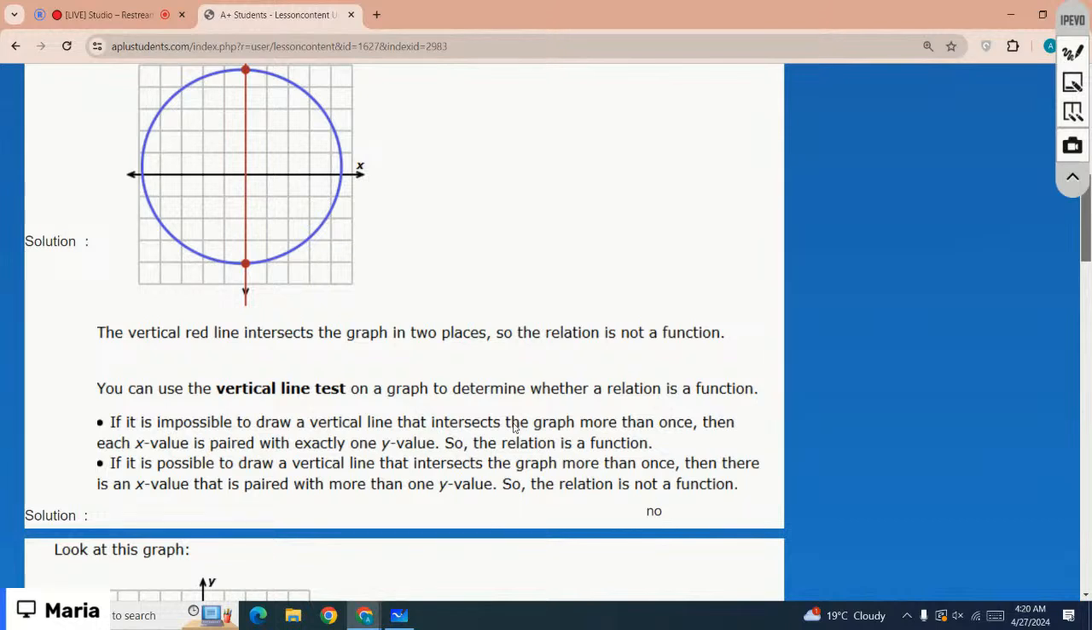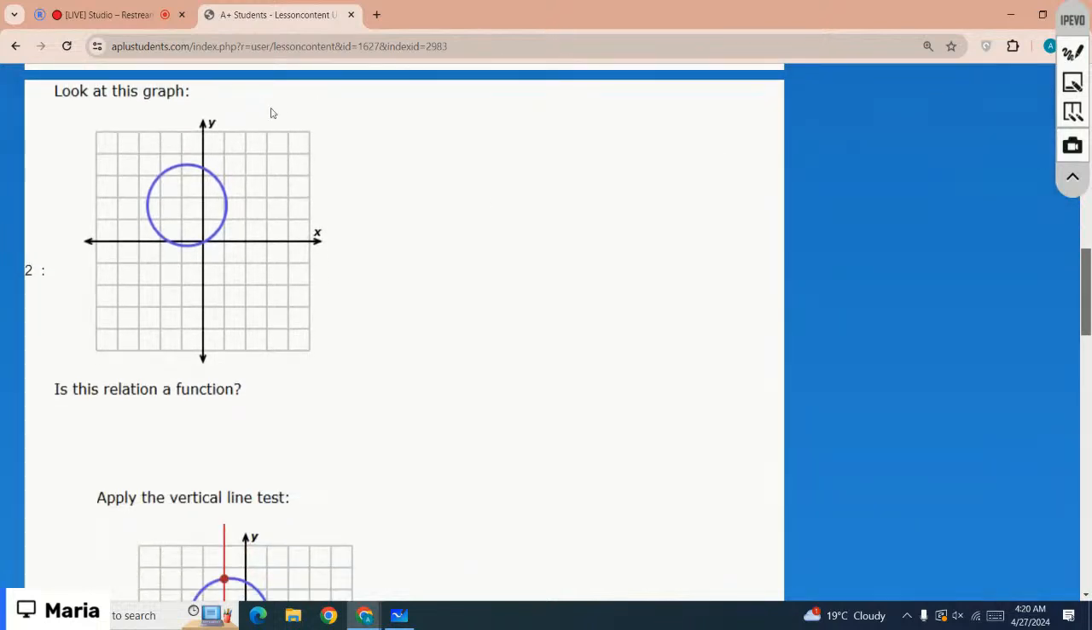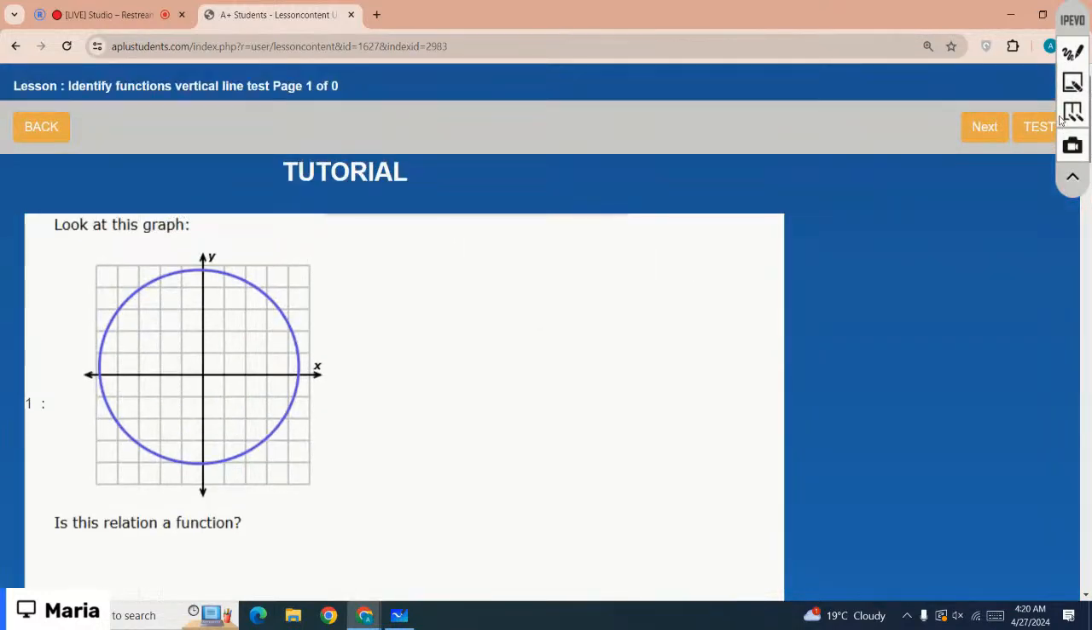So that means if you draw a line that intersects the graph more than once, that means that isn't a function. But if it is impossible to draw a line that intersects the graph more than once, then that would be a function. Just look at the second example. That isn't a function, right? If you draw a vertical line that intersects this graph at 2 points, so that is not a function. Let's just start with the test questions.